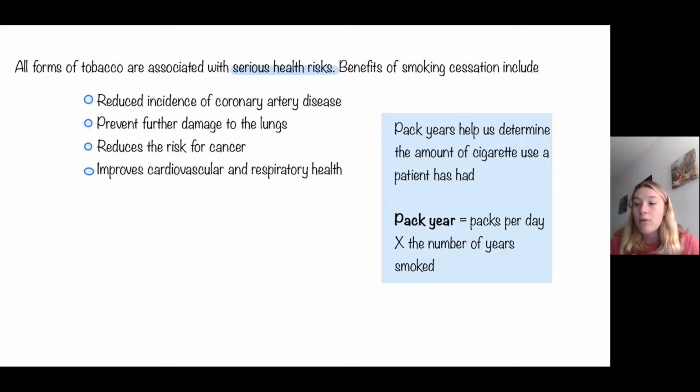So I always start with the health risks. All forms of tobacco, smokeless, dip, chew, all of it is associated with severe health risks. So teach them the benefits. We're going to reduce your incidence of coronary artery disease, prevent more damage to your lungs. Cancer is a major concern, smoke is a major carcinogen. Tobacco is a major carcinogen. But really focus on the lungs and the heart.